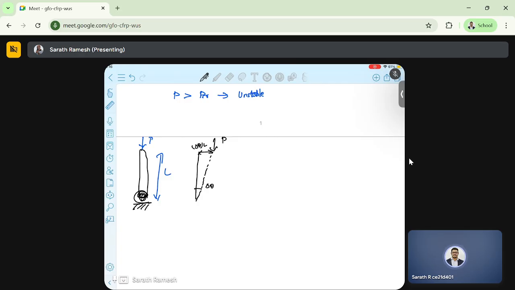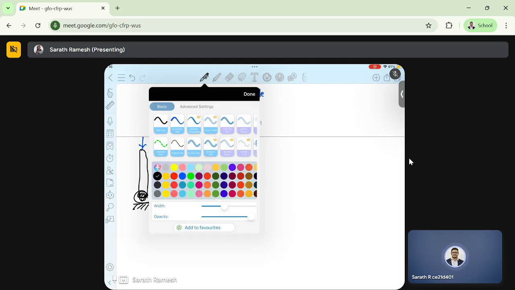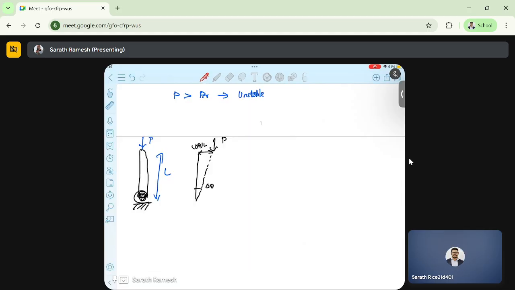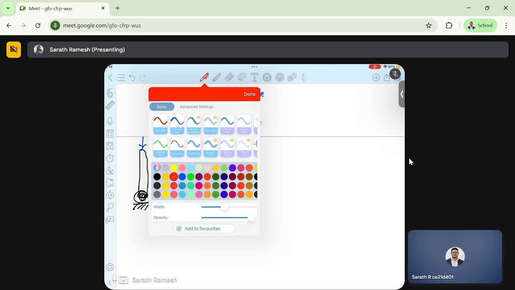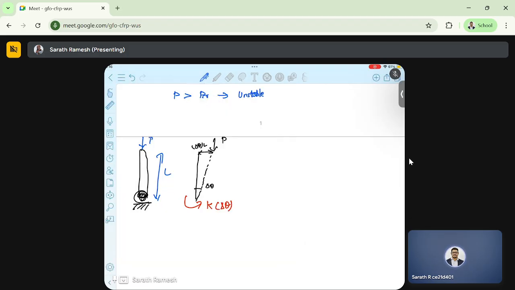And there will be a moment induced. What will be the direction of that moment? This load will give us a moment in this direction, so there will be an opposite moment. That will be K times delta theta. This is the internal induced moment. Now we can just equate as previously: P times L into delta theta is equal to K times delta theta. So P critical would be K by L.